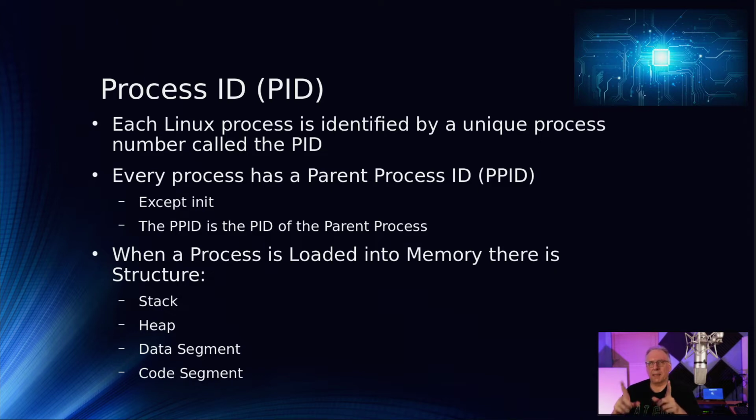Every process also has a parent process ID or PPID, except for one. The init process doesn't have one, and that is the only one that doesn't. So every other process has a parent ID. When a process is loaded into memory, when it starts up or starts to execute, there is a structure that is built. And that structure contains a stack, a heap, a data segment, and a code segment.